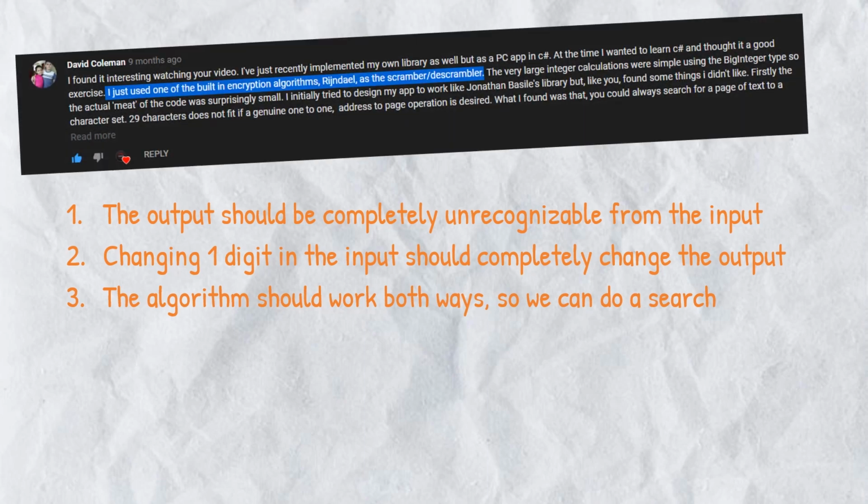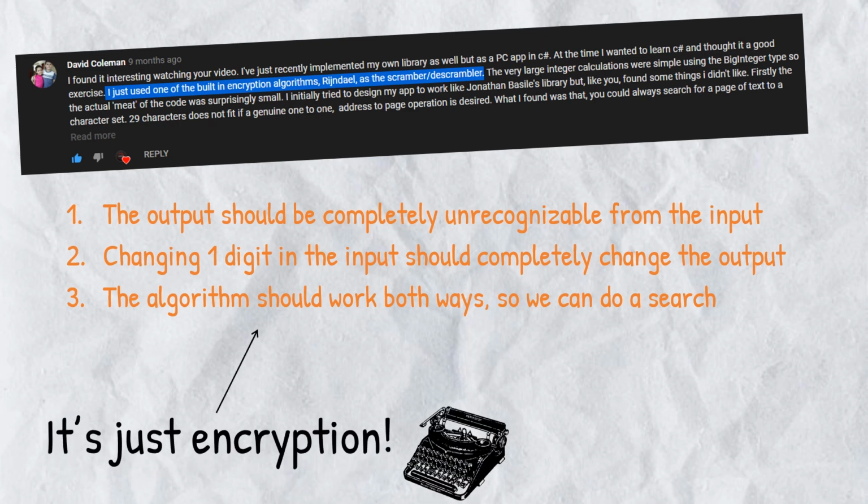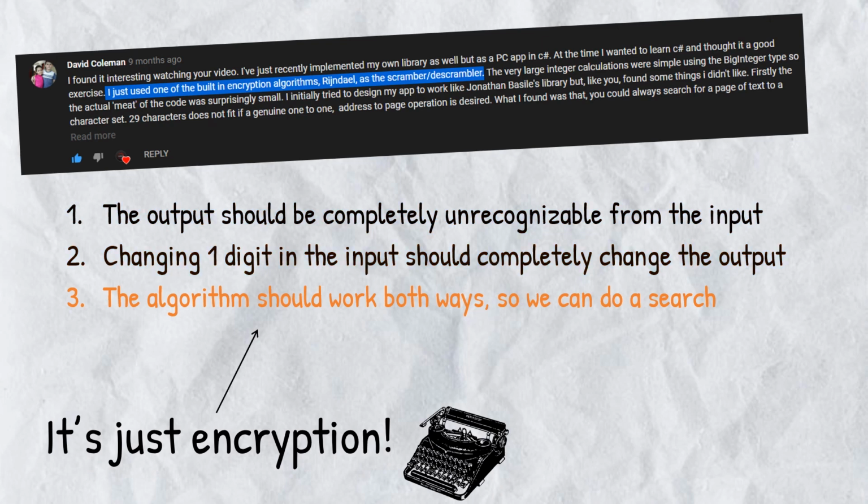As a commenter named David Coleman mentioned on my last video, the criteria I've described here are actually a perfect fit for a normal encryption algorithm, such as the Enigma machine. The output should be unrecognizable so that no one can read your secret message. A small change should completely change the output so that no one can spot patterns in the secret message to sort of stitch together what the input might have been. And of course, the algorithm should be reversible, otherwise you've just sort of crushed your data and lost it forever.